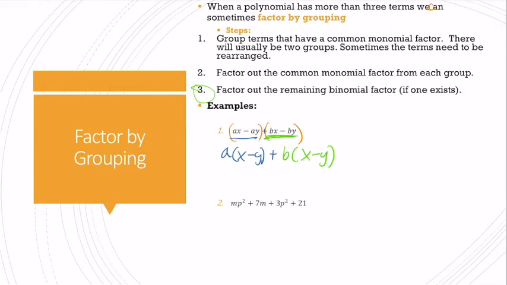Do you see that this and this are equal? So I can pull out that term. So that gives me, I collect my greatest common factors, a plus b times x minus y. Let's do another example.